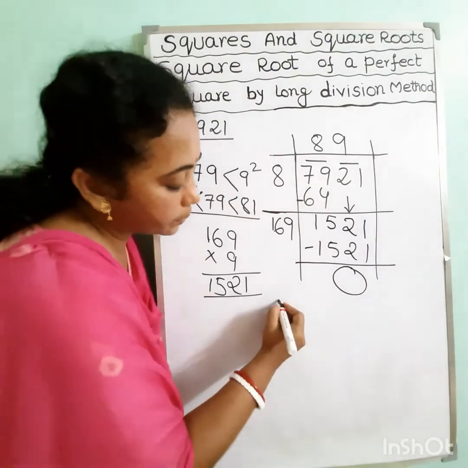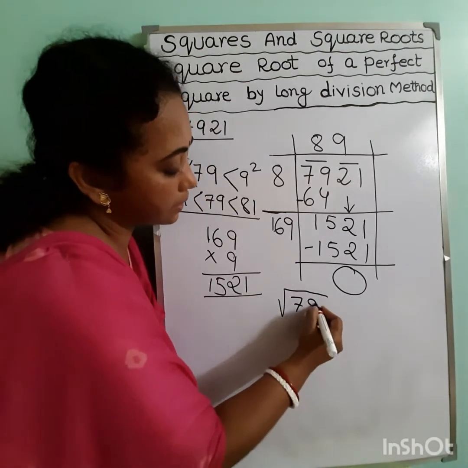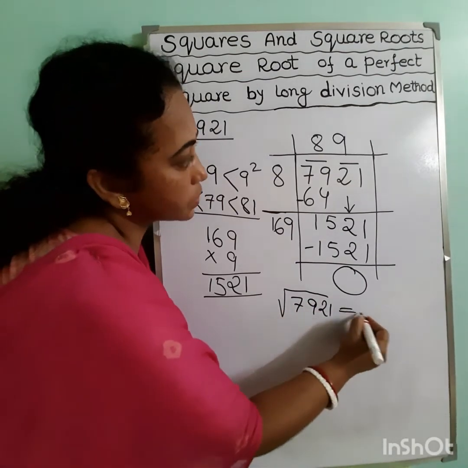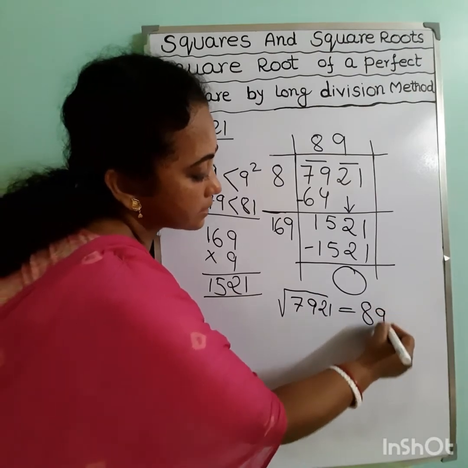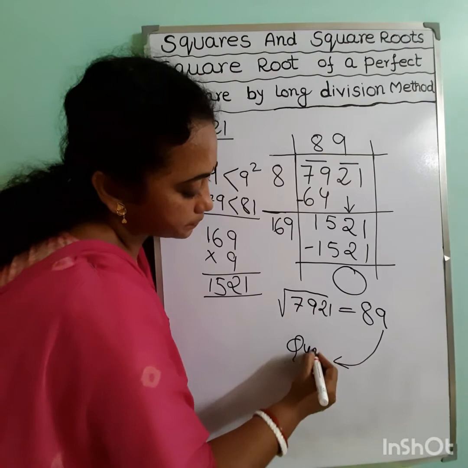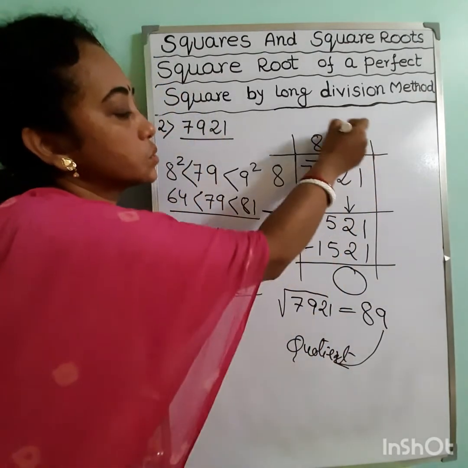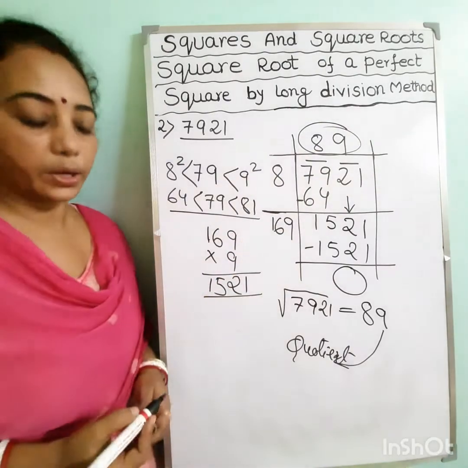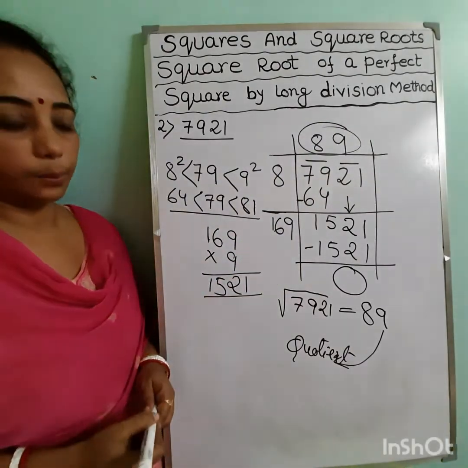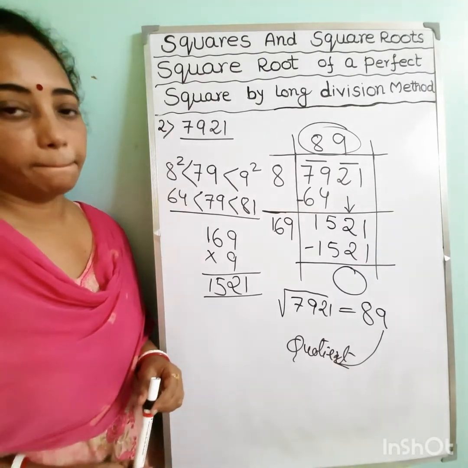So the square root of the given number 7921 is equal to what? 89. That is the quotient also. So the quotient we are getting is the square root of the given square number. So the square root of 7921 is 89.